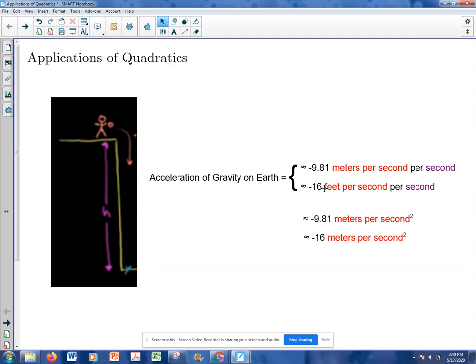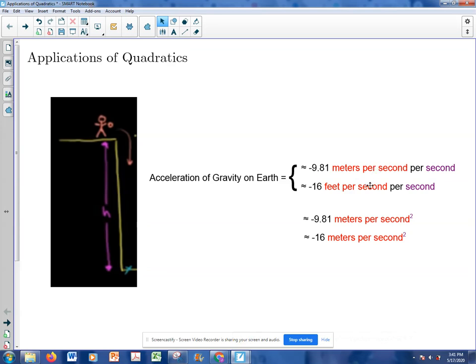I'm going to be honest, we're going to use this one because the factor is a lot nicer. But feet per second, you can see it again. That's velocity, and per second, that's my time. So how fast is the velocity changing over time? When you're in a car, and somebody realizes they're late, and they step on the gas, you can feel the acceleration. That's that little push that's pushing you back.